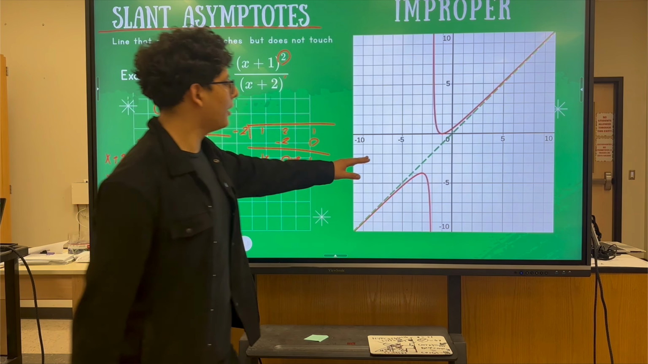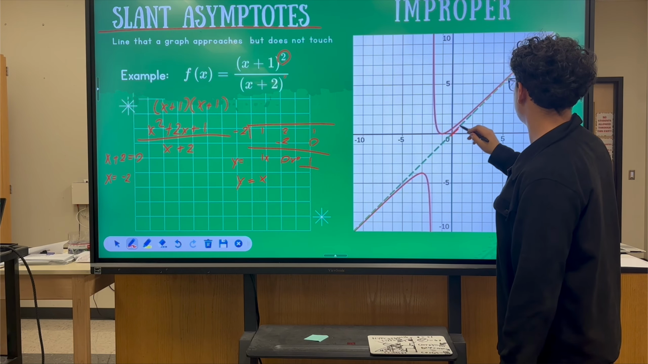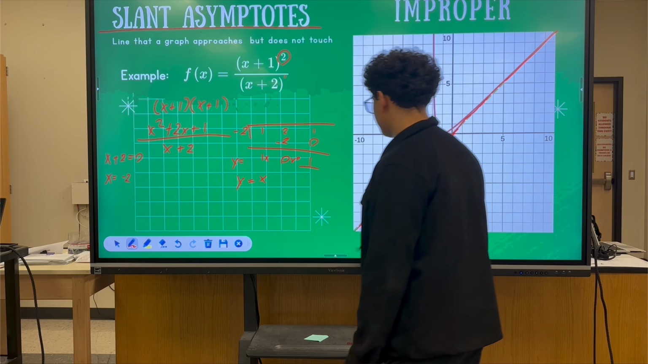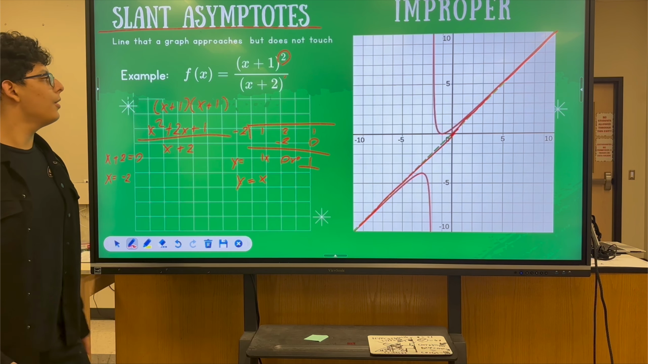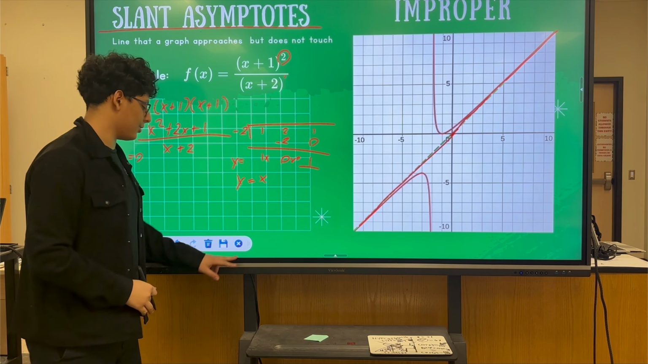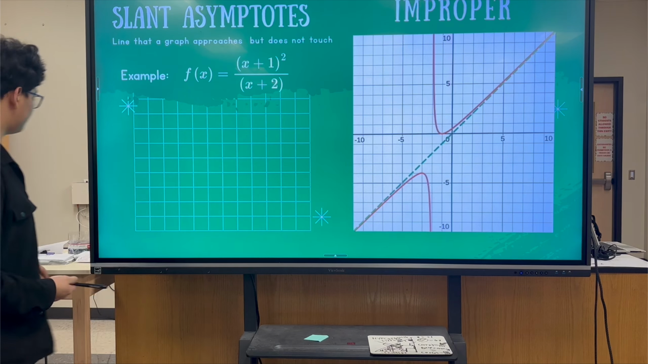As you can see, that graph is plotted in here. Rise over run, 1 over 1. It's just y equals x. Quick summary: to find the slant asymptote, you divide the numerator by the denominator using long division or synthetic division. Now, let's try a real problem.